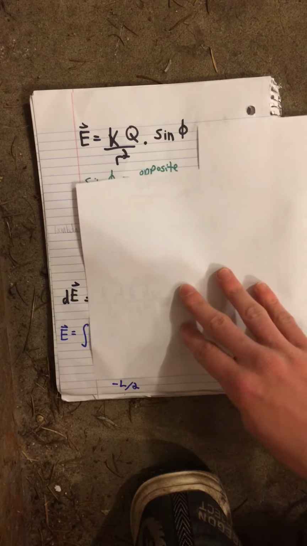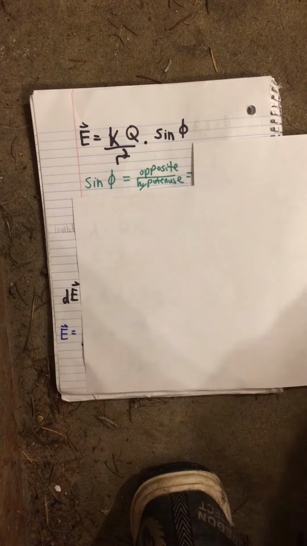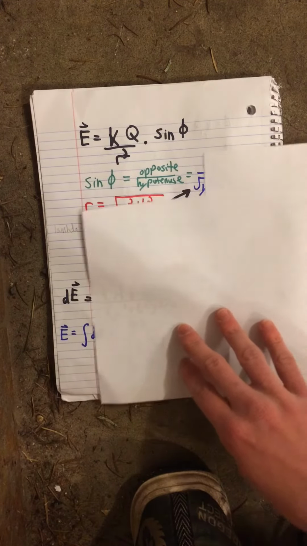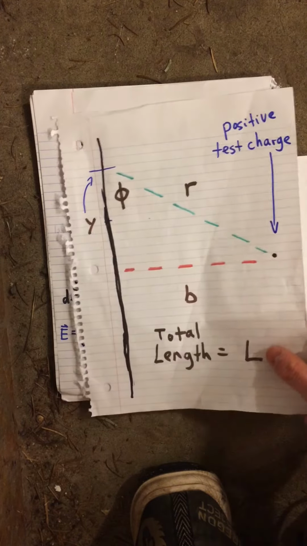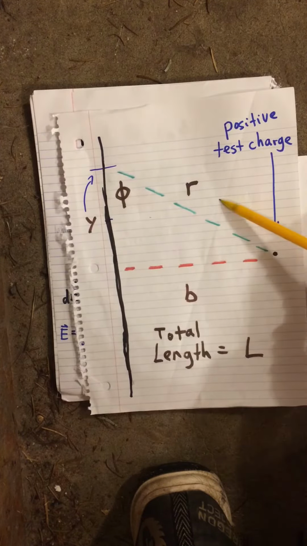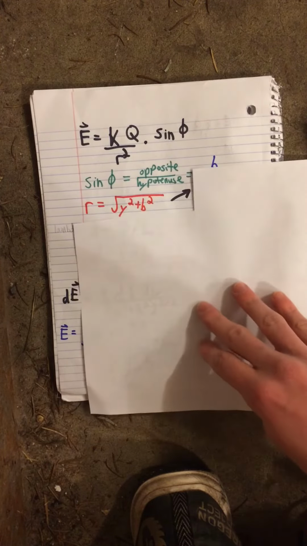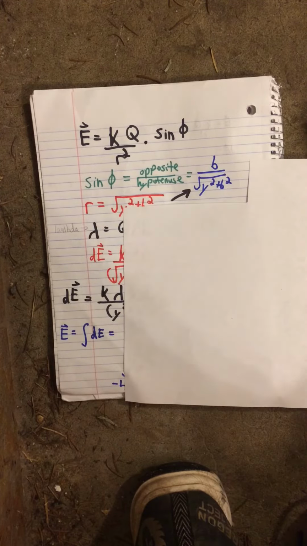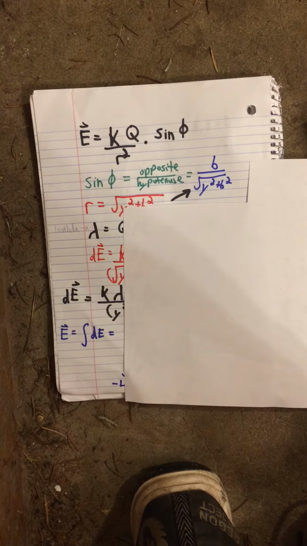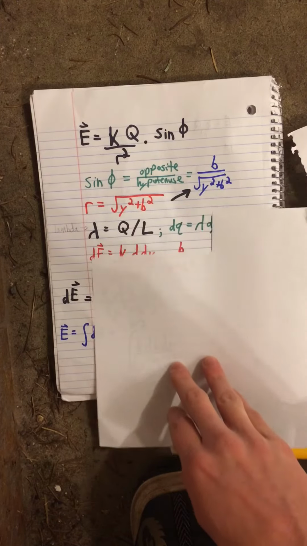Moving on, let's find sine of phi. Sine is opposite over hypotenuse, so opposite over hypotenuse is b over r, but r is the square root of y squared plus b squared. So therefore we get sine of phi equals b over the square root of y squared plus b squared, by the Pythagorean theorem.